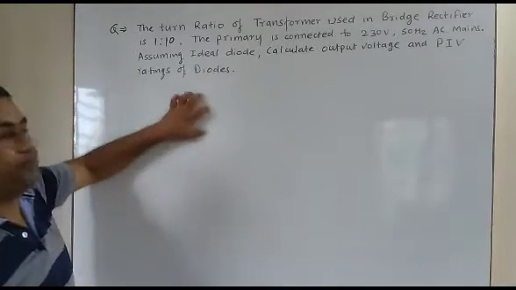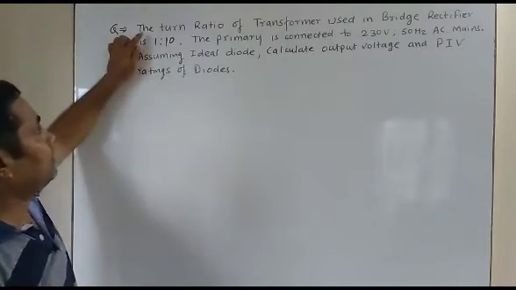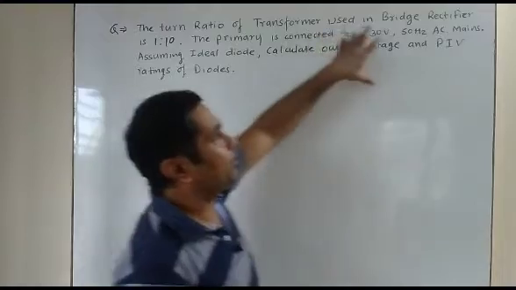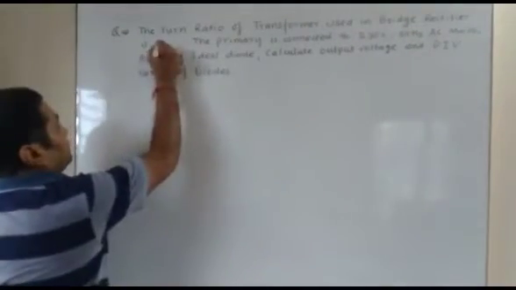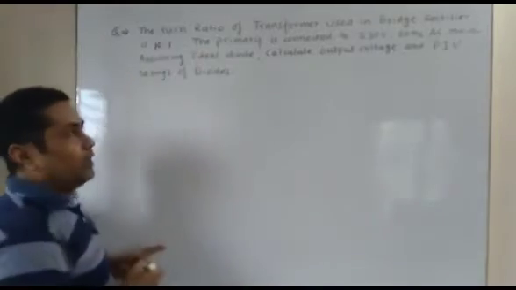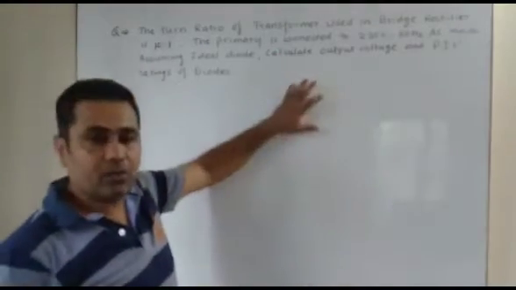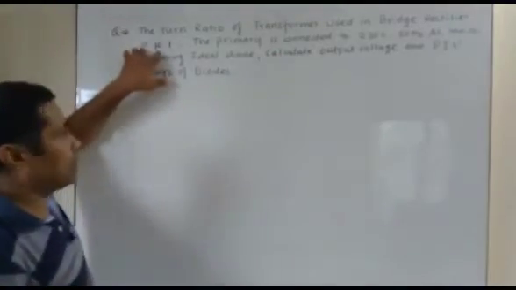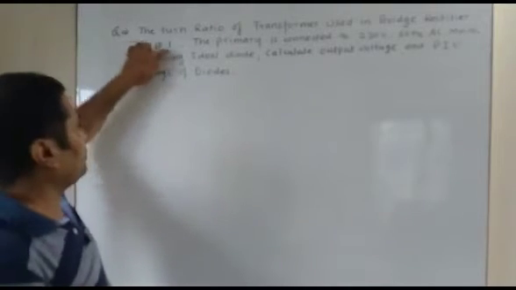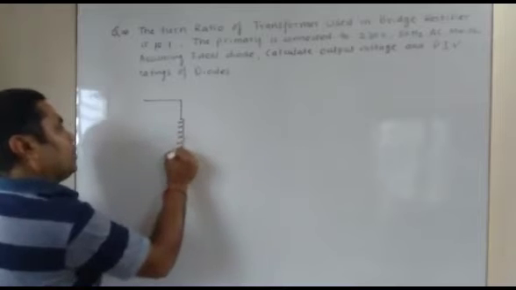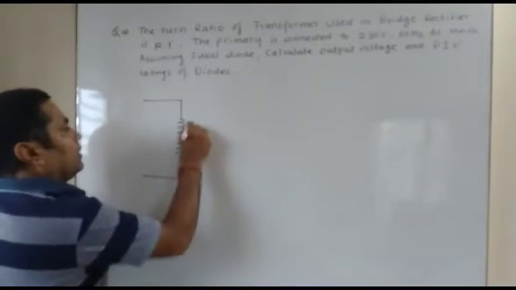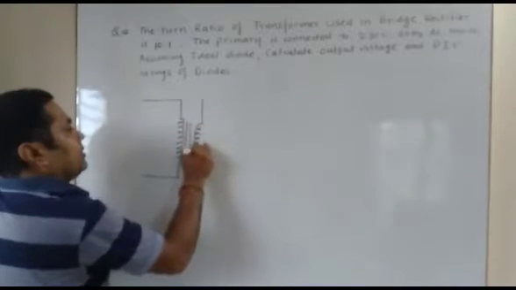The third example, let us read it. The turn ratio of transformer used in bridge rectifier is 10:1. It means that a bridge rectifier is used and its transformer's turns ratio is 10:1. That means these are the number of turns at the primary and these are the number of turns at the secondary.